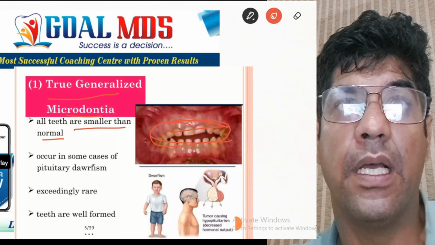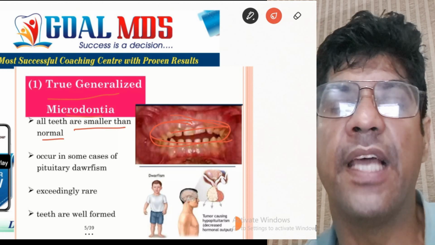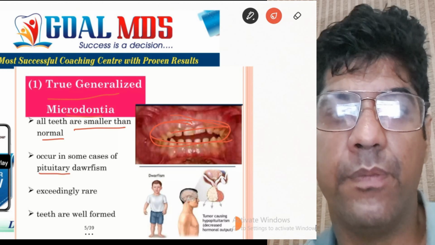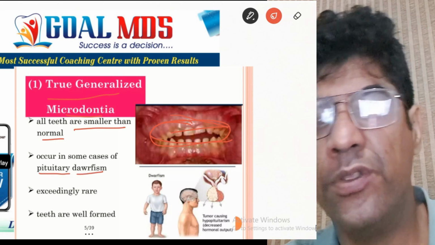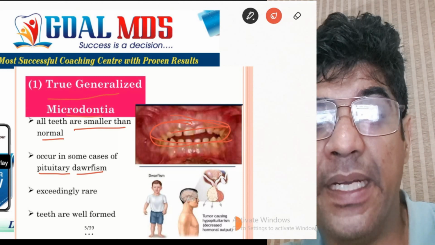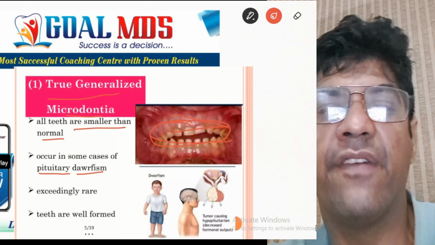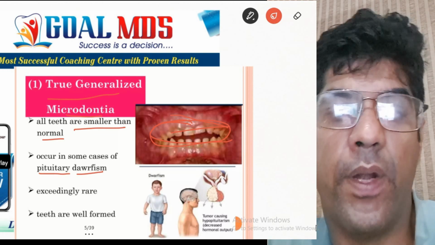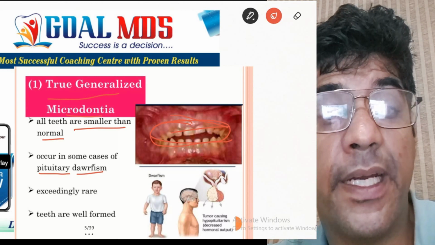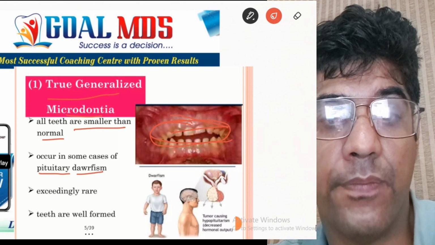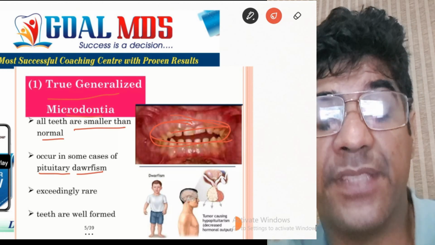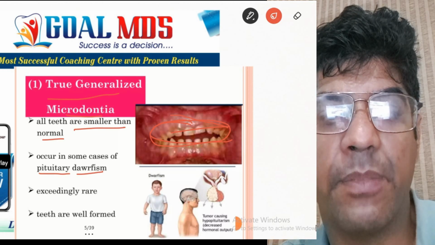Which condition is associated with the true generalized microdontia? Remember, pituitary dwarfism. It is also known as growth hormone deficiency. So what is that condition? It is a condition where the body does not produce enough growth hormone. So if the body does not produce growth hormone, what would occur? That would lead to stunted growth and development, including smaller than the normal teeth. That is the characteristic feature of the true generalized microdontia.